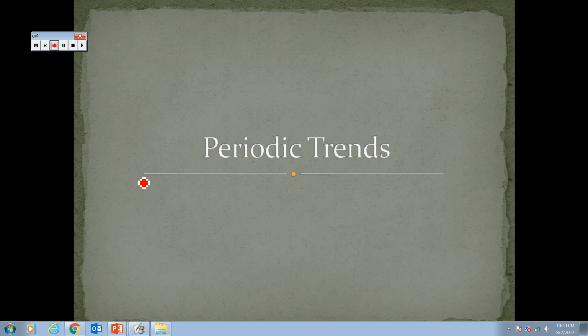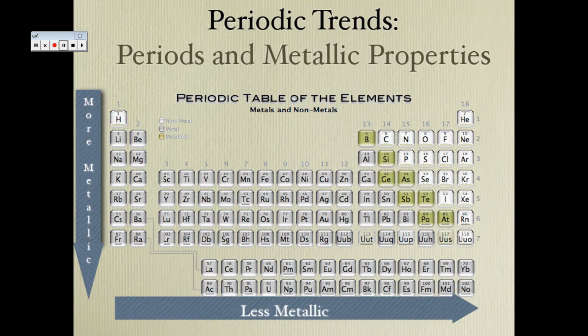Today we are going to talk about periodic trends. The periodic trends, periods, and metallic properties. As you go down a group on the periodic table, the elements get more metallic.